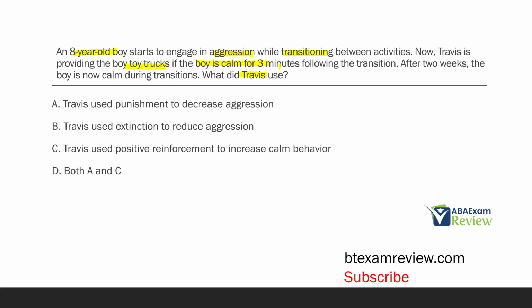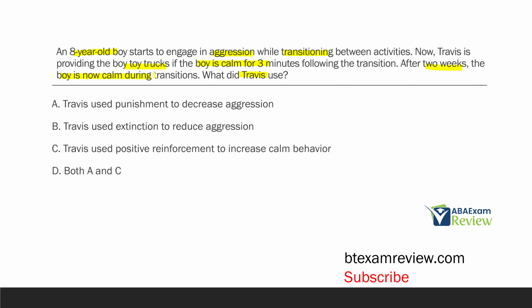So just looking at this, we can try to think about, well, Travis seems to be wanting to increase the boy being calm, right? If the boy is calm, he gets toy trucks. That's our contingency. What do we know happens as a result of giving the toy trucks? Well, after 2 weeks, the boy is now calm during transitions. So the behavior was calm, and we would in practice define that better, but we're just using the information given. So the behavior was calm. The consequence was given toy trucks. As a result, calm increased.